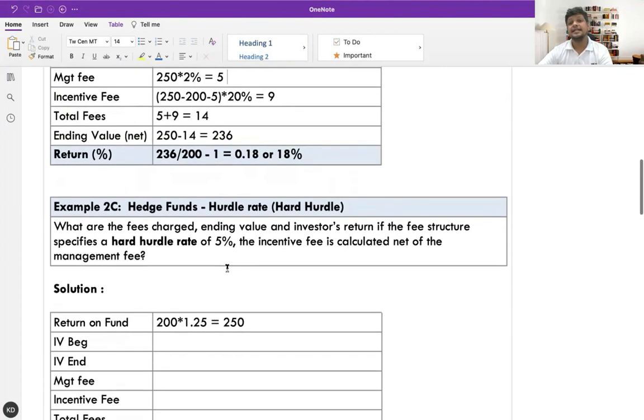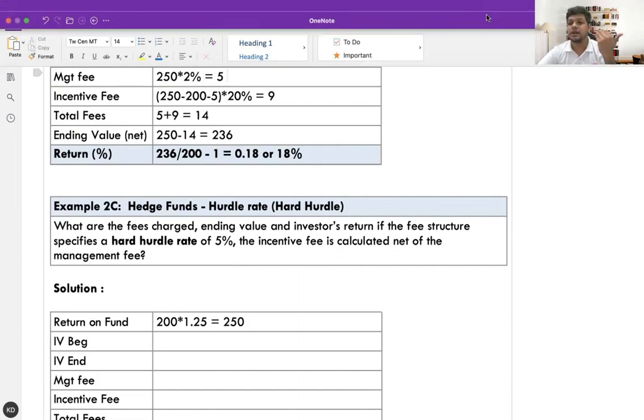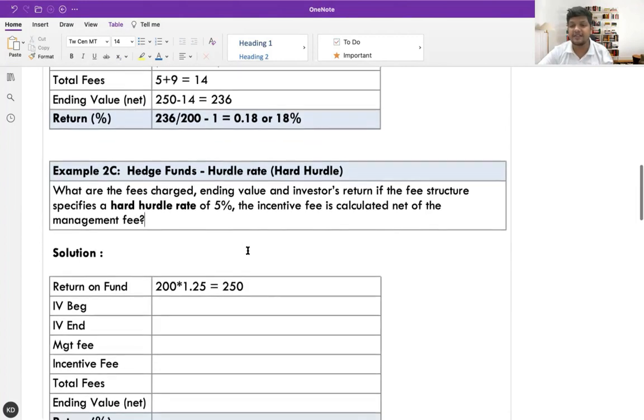Yes. Now I will introduce hard hurdle. Hard hurdle means you will get incentive only if you cross some hurdle, some minimum returns. So what are the fees charged, the ending value and investor's returns, if the fee structure specifies a hurdle rate of 5% and the incentive fee is calculated net of management fee? Everything else is the same.